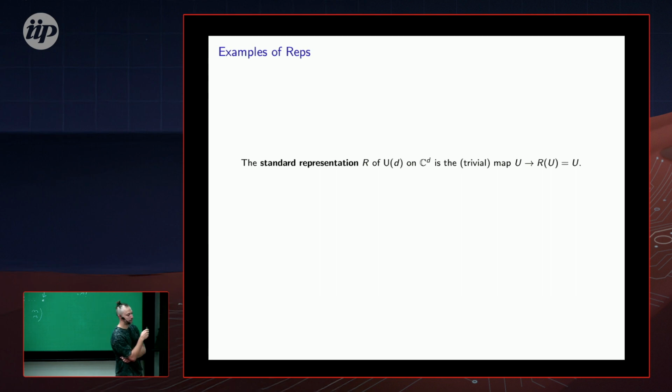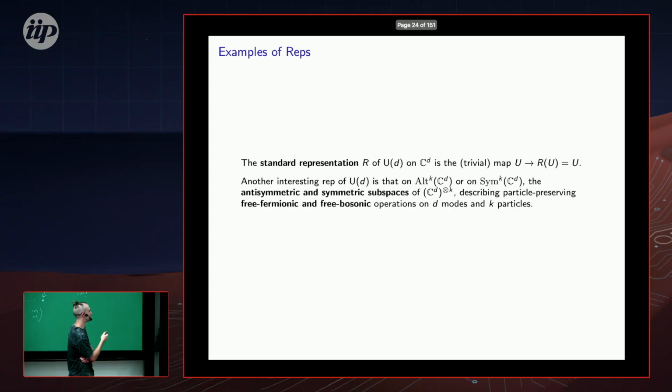So examples of representations are the standard representation of UD, right? UD is already matrices. So we map matrices to matrices by literally the trivial mapping, which matrix U gets mapped to itself, okay? And this is already a representation because now you can act on CD, okay? But the map is trivial in this case, of course.